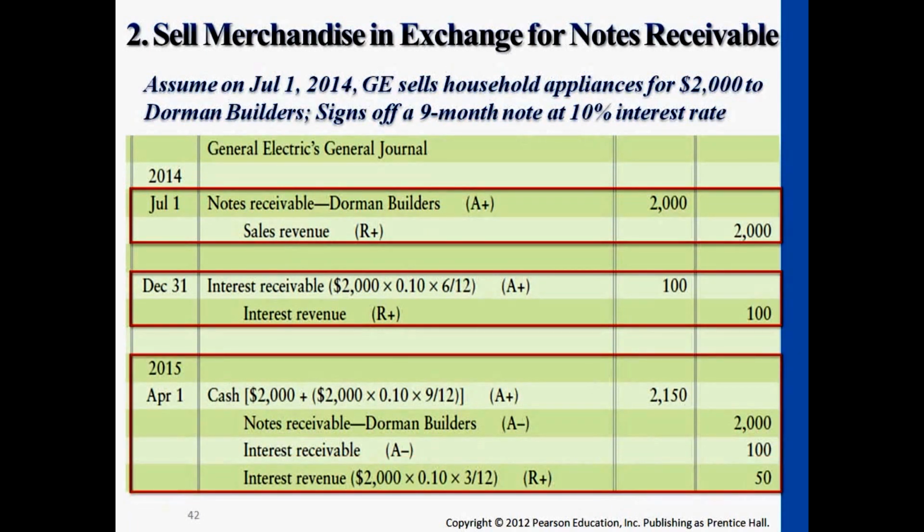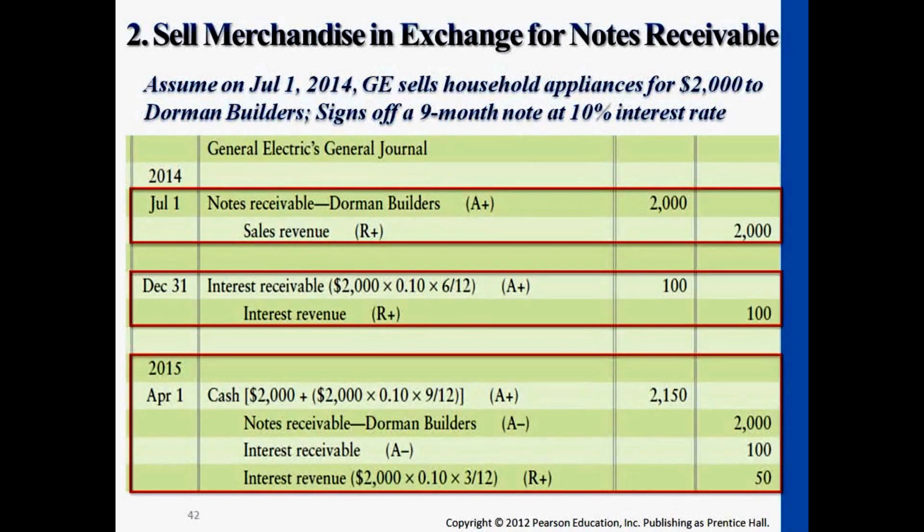Now when it comes to the next period of time when the note is due, April 1st, after 9 months, we collect the cash, principal plus interest. This breaks down to crediting notes receivable, receivable journalized earlier, and the revenue that recognized in this year.